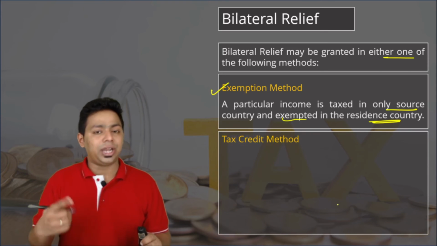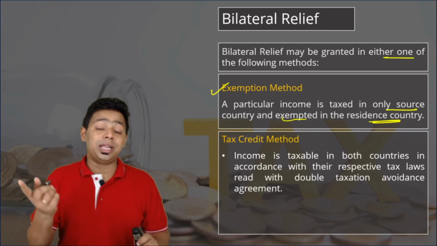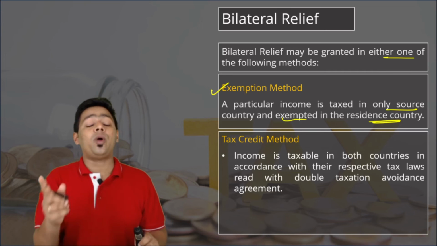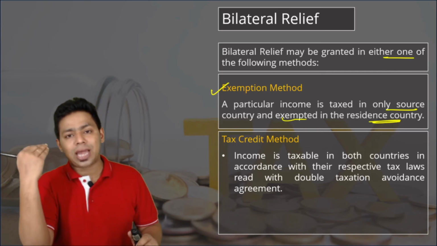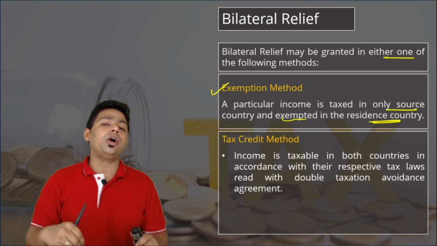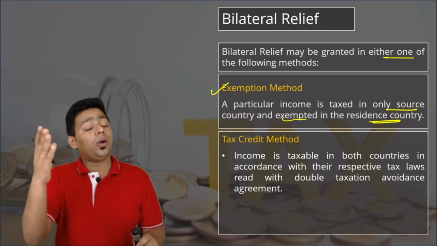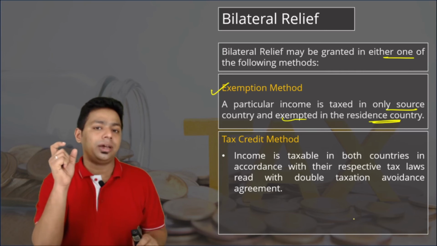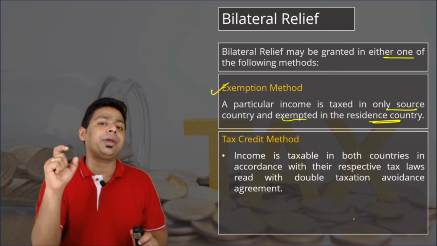So what do you mean by tax credit method? Tax credit method means it will be taxed in both countries, but the country of residence, very important, the country of residence will provide a relief in the form of credit. If you have paid 2 lakh rupees tax in the foreign country and here you are about to pay another 10 lakh rupees, then 2 lakh rupees will be subtracted and you have to pay only a net 8 lakh. So they will give you the relief like TDS credit or MAT credit. This credit will be given to you.